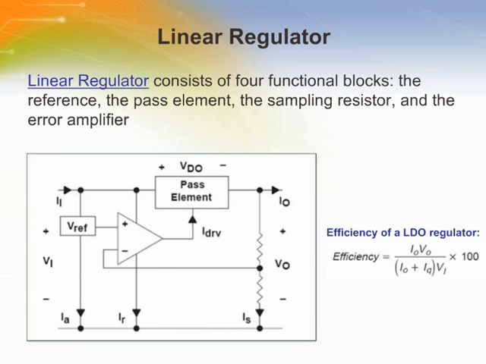To have a high efficiency LDO regulator, dropout voltage and quiescent current must be minimized. In addition, the voltage difference between input and output must be minimized since the power dissipation of the LDO regulator accounts for the efficiency.